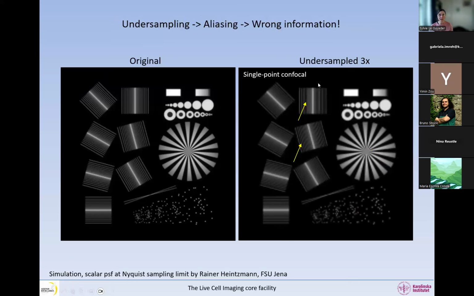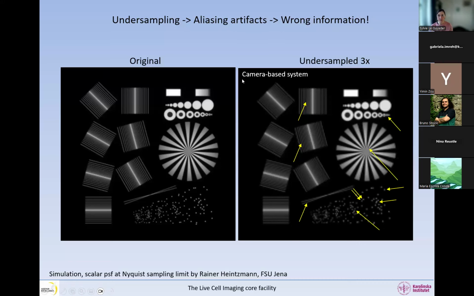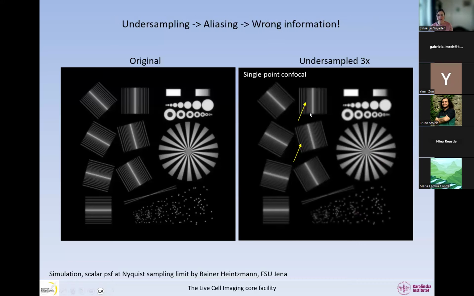When we look at a point cloud focal, so this would be like the modeling for a camera-based system, it's exactly the same, except that the patterns are slightly different. But otherwise, all the artifacts are still there. Okay, so when we undersample, we create aliasing artifacts of this sort, and the information is wrong in the image.